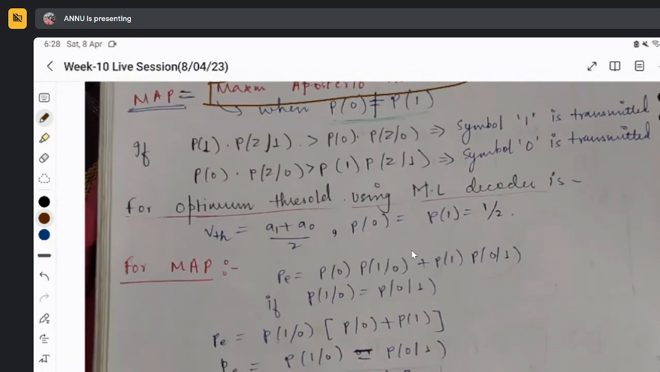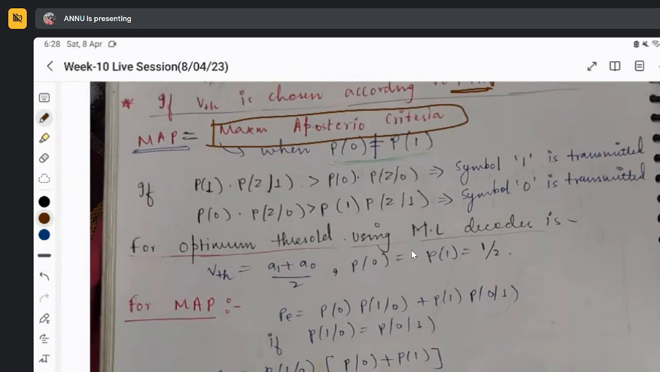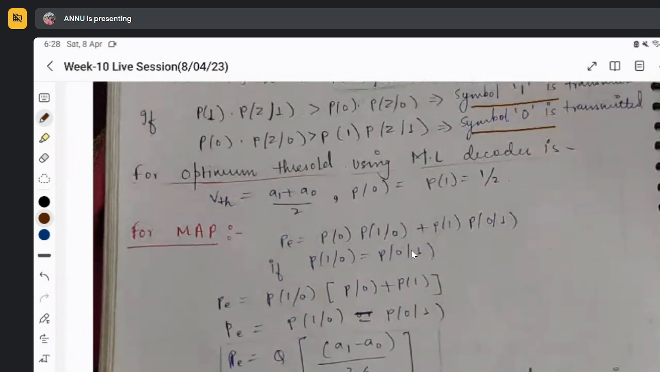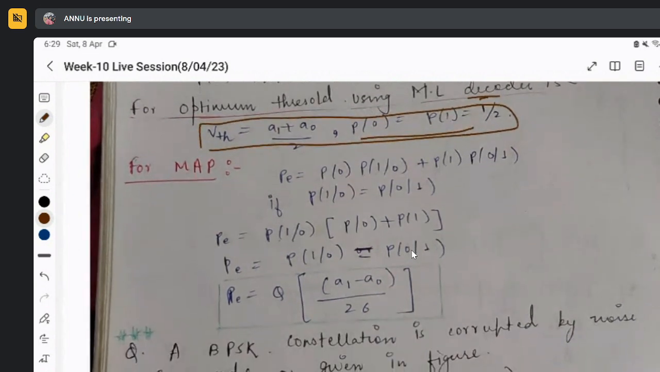So for MAP, how will you decide which symbol is transmitted? If P of 1 into P of Z given 1 is greater than P of 0 into P of Z given 0, then symbol 1 is transmitted because this is greater. Similarly, if P of 0 into P of Z0 is greater than P of 1 into P of Z1, then symbol 0 is transmitted. For the optimum threshold using the ML decoder, this is the same, and then VTH is simply the symbol sum divided by 2.